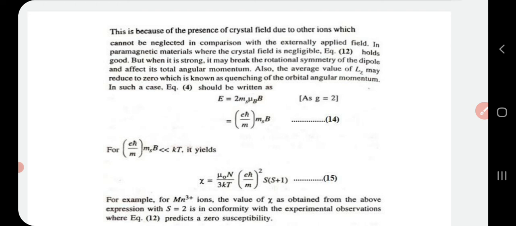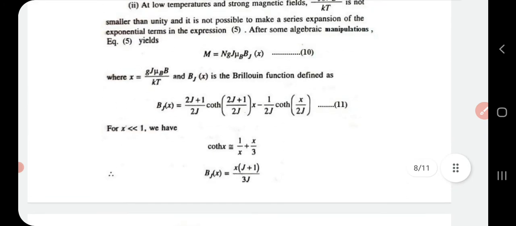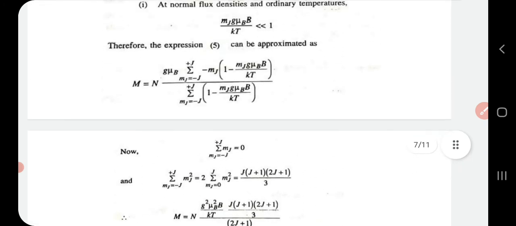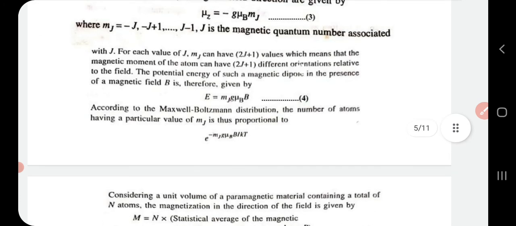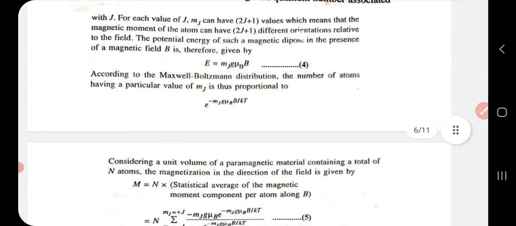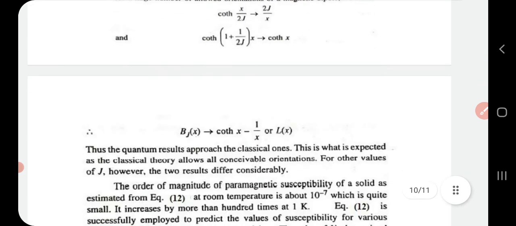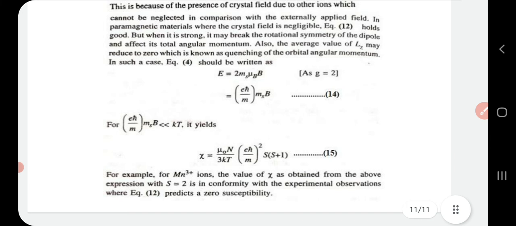So next, in such cases our equation 4 can be written as E is equal to 2 m_s mu_B B. What is your equation 4? This one, E is equal to m_J g mu_B B, is now written as this. The g value will become 2. Why does the g value become 2? Because the g value is 2 because of the spin motion of the electron. Instead of m_J you are writing m_s, because you are considering spin motion. mu_B B is kept as such.